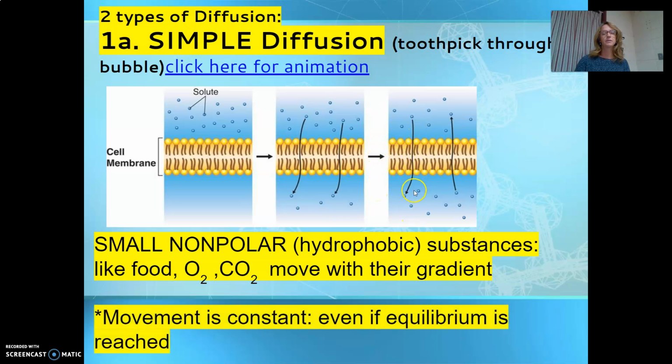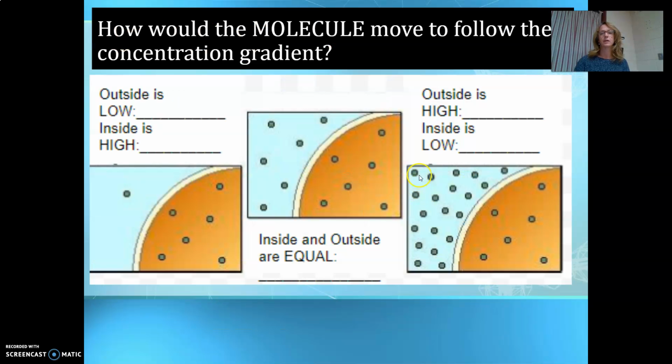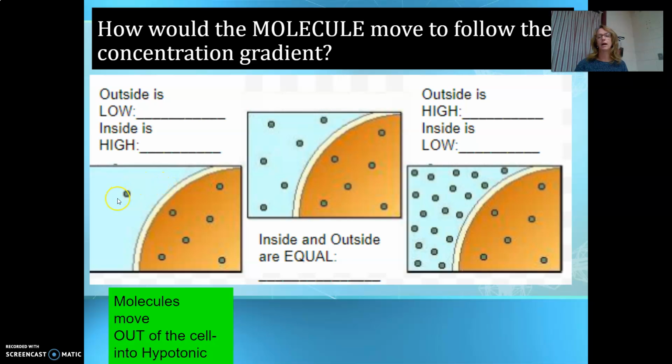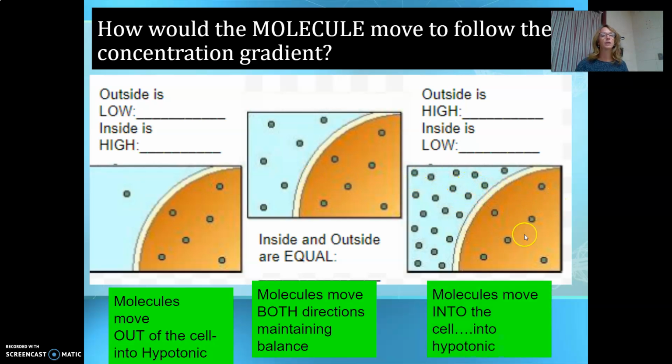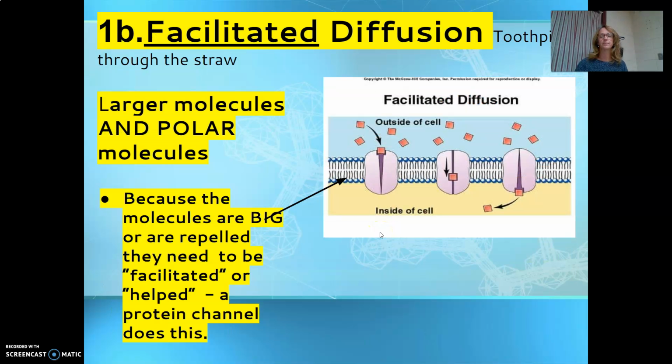Again, once equilibrium is reached, life never stops moving, so the particles keep moving back and forth. All right, so let's look at that same picture. We know how to label these environments, so which way will particles move here? Are particles going to go out of the cell or in? And if they follow the gradient, they go out into the lower concentration. Here it's equal, they're going to go both ways. And here particles are going to move into the cell or into where they're needed. Again, if these are super tiny, they get to slide right through the membrane, no energy is used.